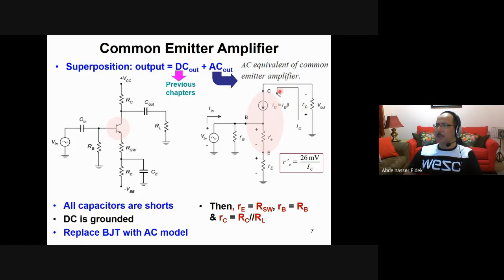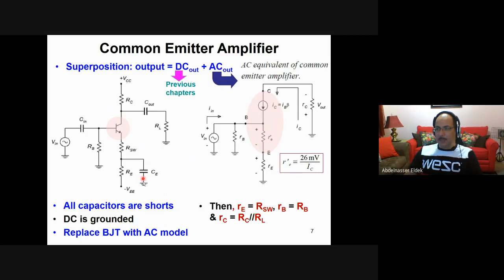In the AC model, you do not have a DC at all. So let us see what happened here. What happened is that you don't have a DC. So where is this negative VEE? Is it ground? Yes, it is ground. Why? Because in AC, when you use superposition, you remove the source. Then the source is shorted. It's ground. So this is connected to the ground.